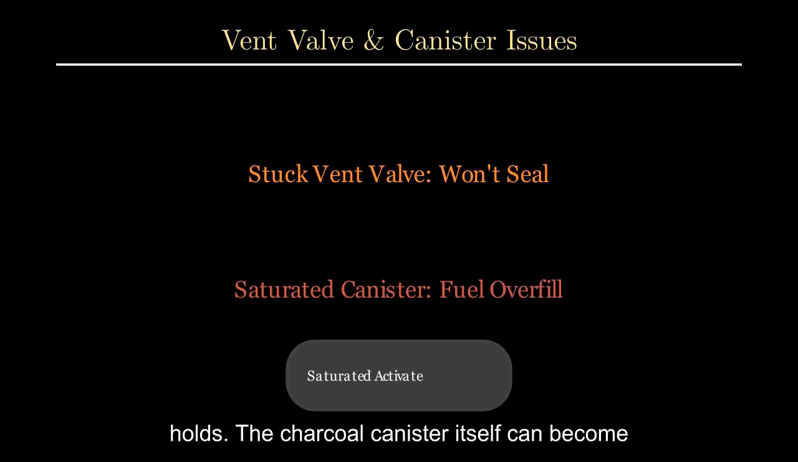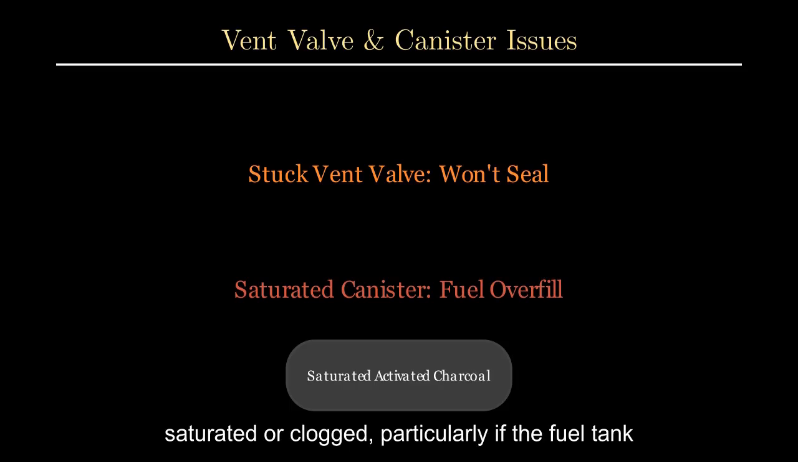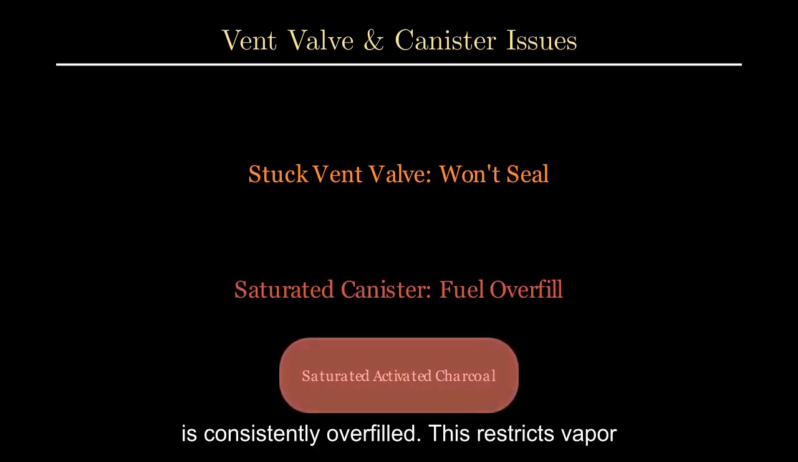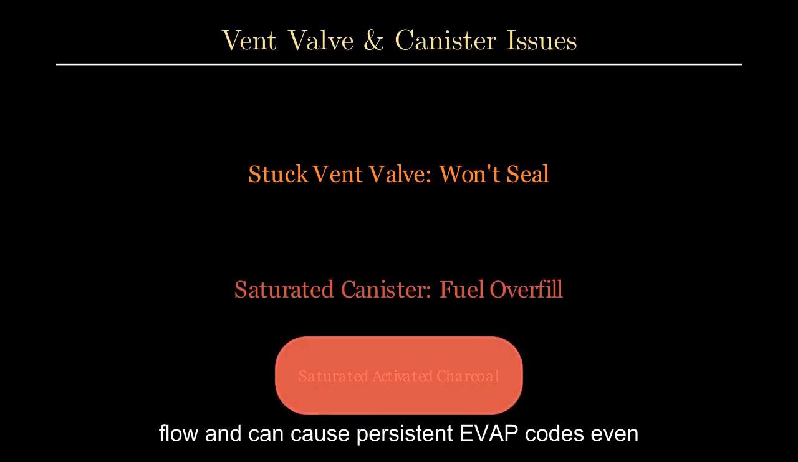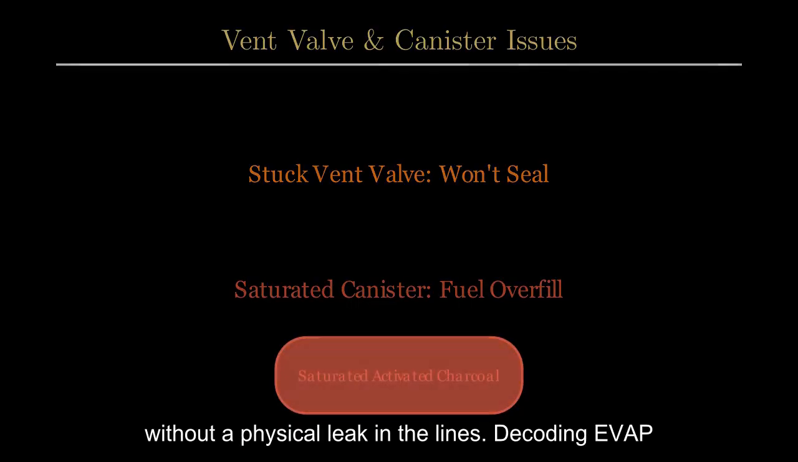The charcoal canister itself can become saturated or clogged, particularly if the fuel tank is consistently overfilled. This restricts vapor flow and can cause persistent EVP codes even without a physical leak in the lines.